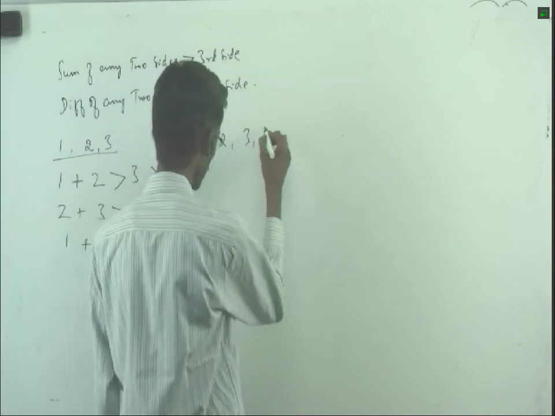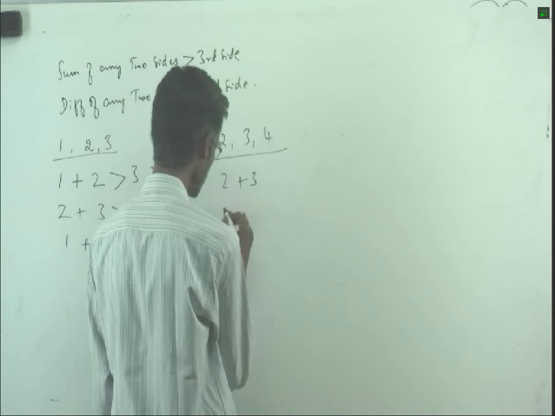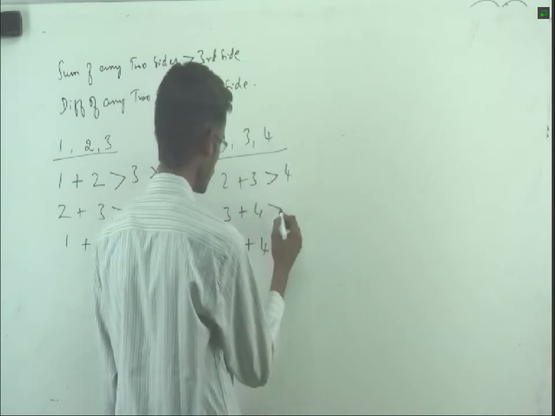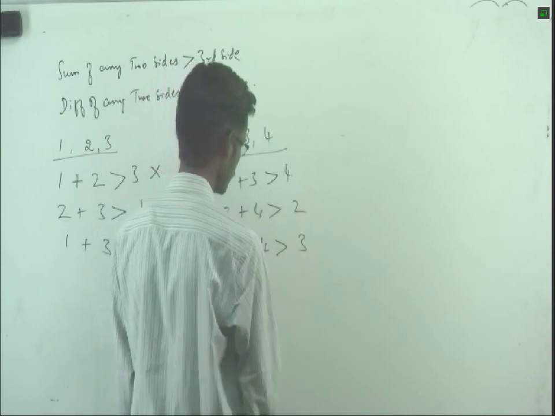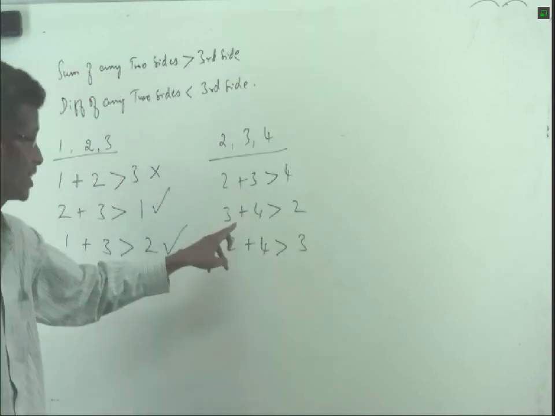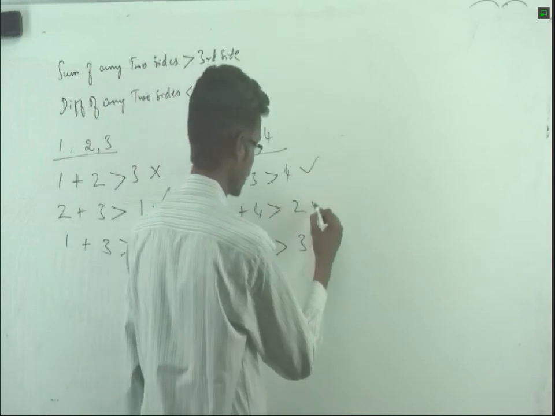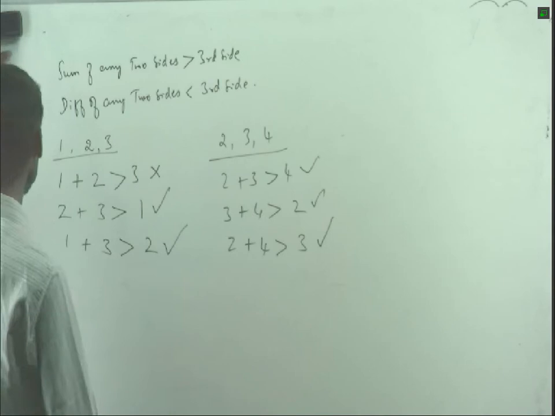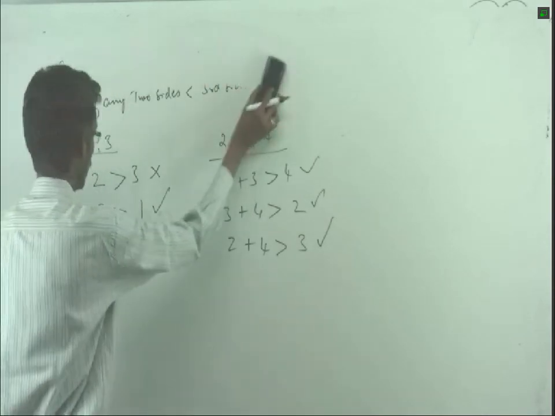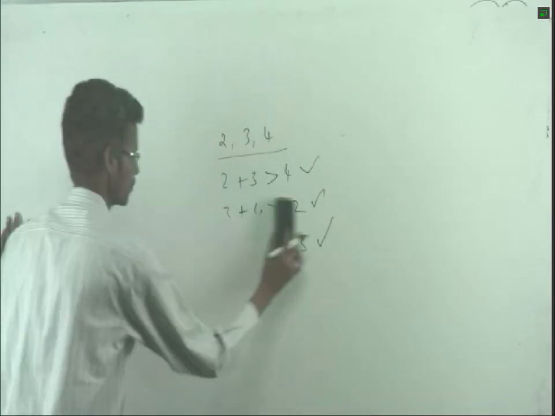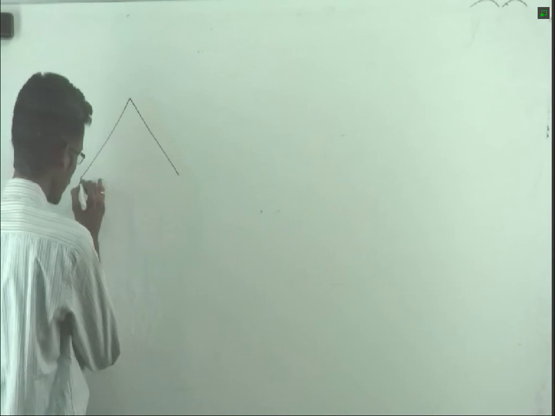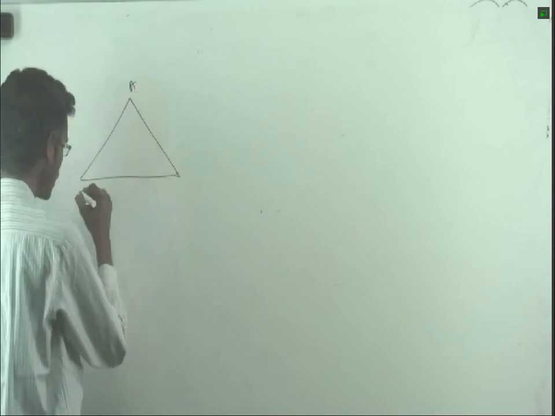Let us take another example: 2, 3, 4. 2 plus 3, 3 plus 4, and 2 plus 4. This is greater than 4, this is greater than 2, and this is greater than 3. Here you can observe 5 is greater than 4, 7 is greater than 2, and 6 is greater than 3. All the three are satisfied. That means using these three numbers, we can form a triangle. Now, another important concept of triangles: if you consider a triangle in this way, let us name it ABC.